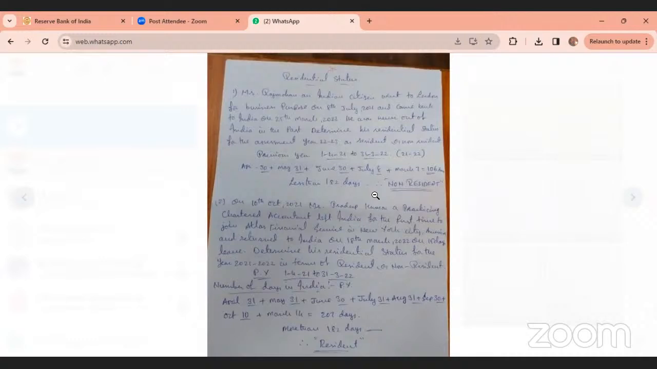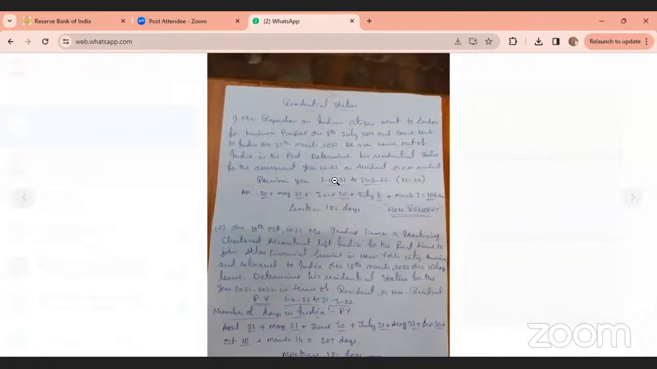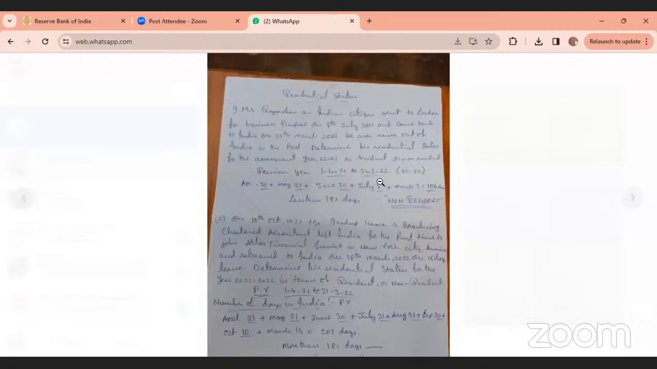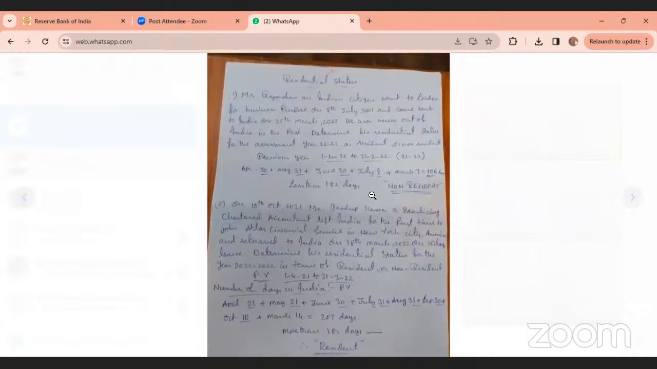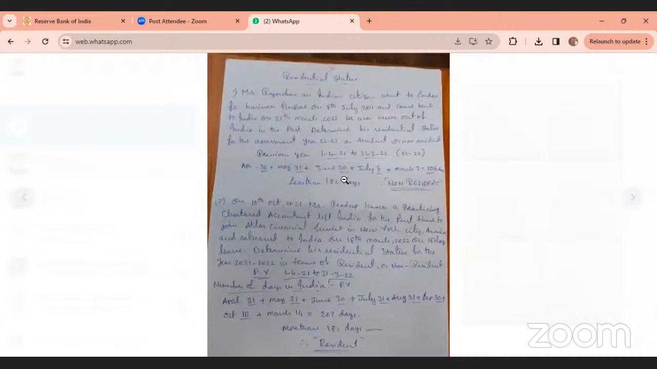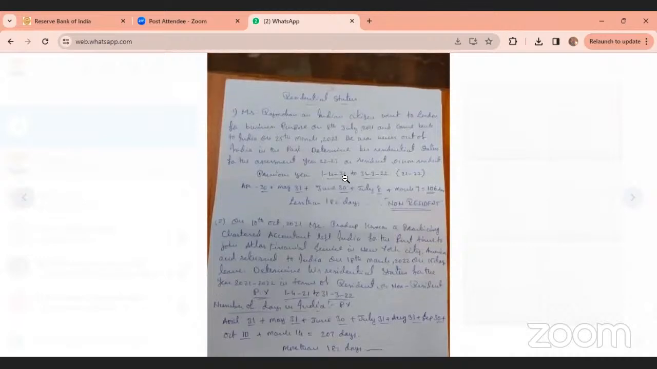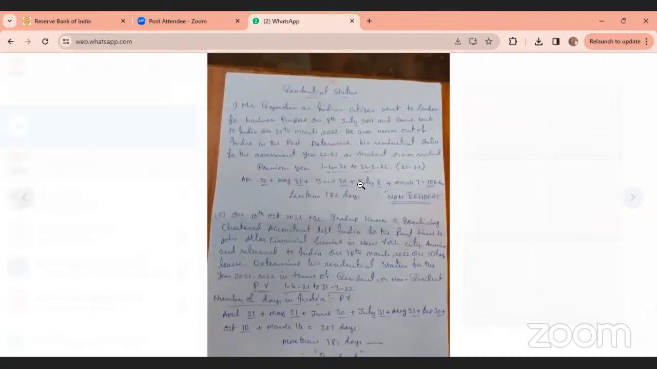So here, what is the previous year for the assessment year 22-23? Previous year is 21-22. That starts with 1st April 2021 to 31st March 2022. So previous year is 1st April 2021 to 31st March 2022. Okay, 21-22. Assessment year is what? 22-23. That one starts from 1st April 2022 to 31st March 2023. Okay, now for example, here 1st April 2021 to 31st March 2022, how many days did Rajender stay in India? You have to find out.